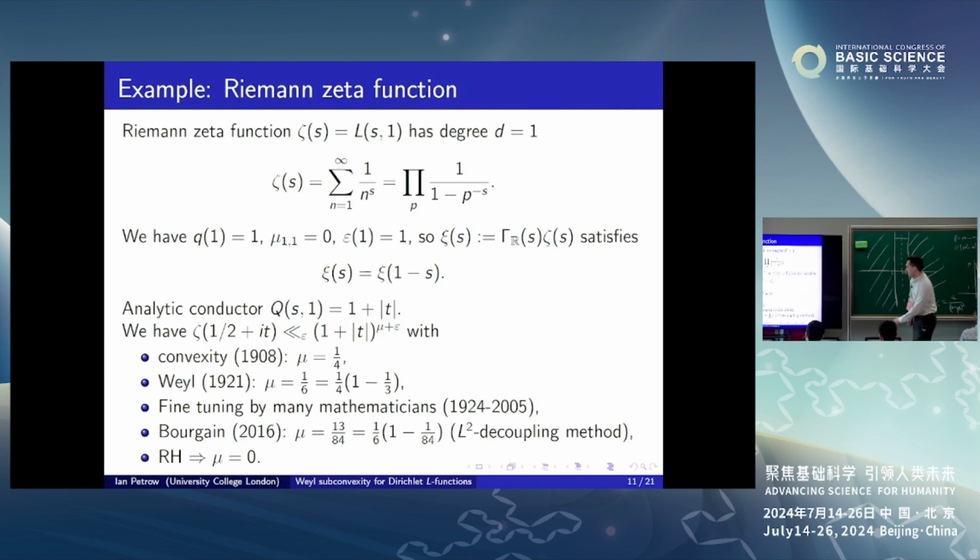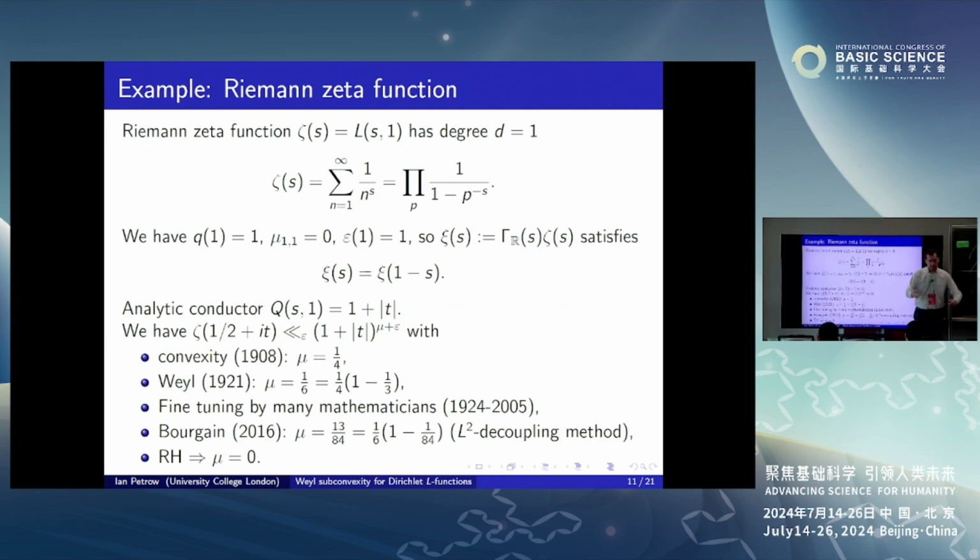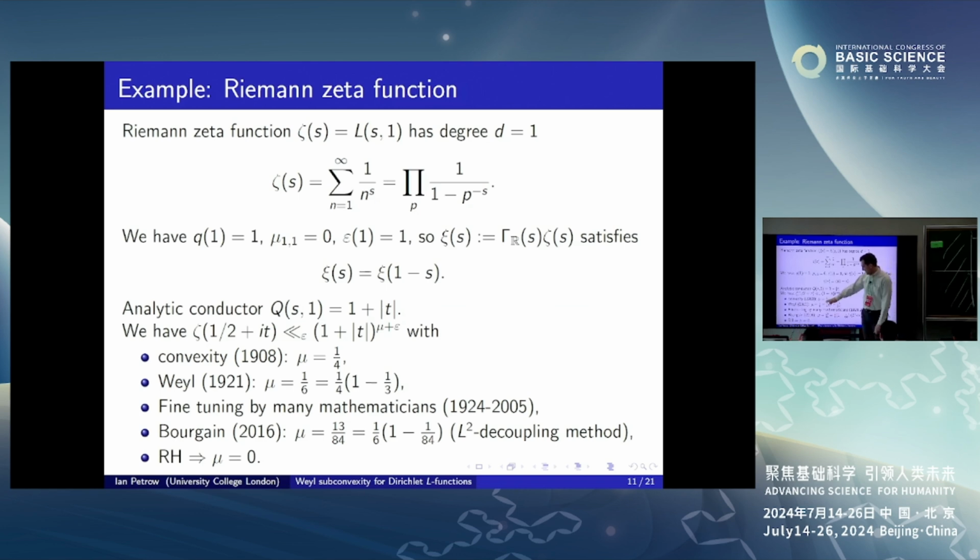Okay, so here's spelling out the things from the previous slide for the zeta function. The conductor is equal to 1 and the Archimedean parameters are 0. So this analytic conductor is really the 1 plus t that you saw from the first few slides. And here's the history of subconvexity for the zeta function. I already mentioned the convexity bound and Weyl's bound. I'd like to take back the words fine-tuning. A lot of important, significant ideas went into improving over this 1/6, but that would be the whole subject of an entirely different talk, so I don't really want to go into it.